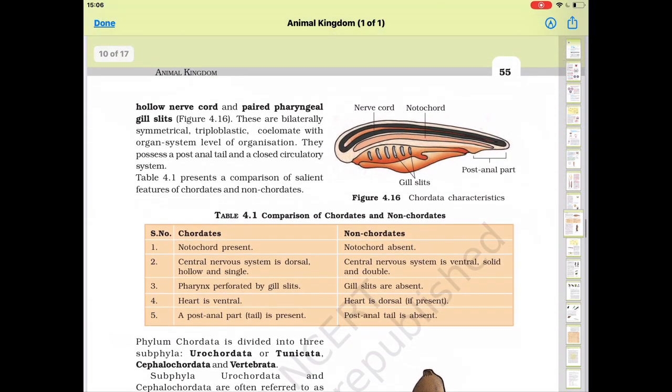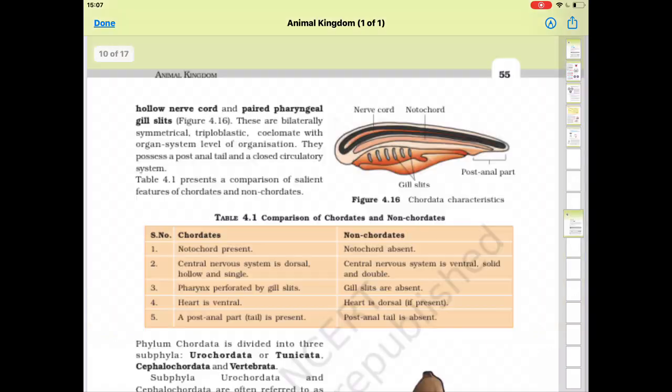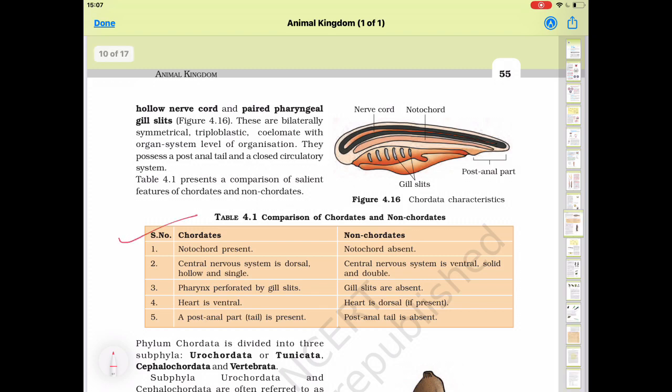They are bilaterally symmetrical, that is, their body can be divided into two parts through one plane only, triploblastic, coelomate, and organ system level of organization. They possess a post-anal tail and closed circulatory system. So some features as comparison is shown between chordates and non-chordates. Learn this one, very important question.